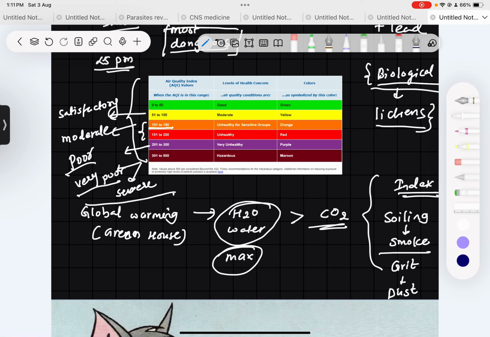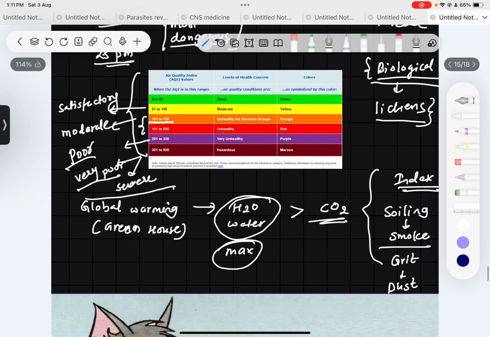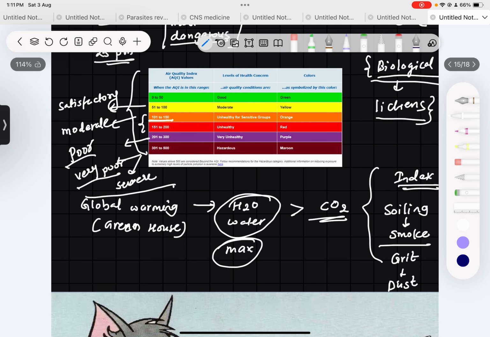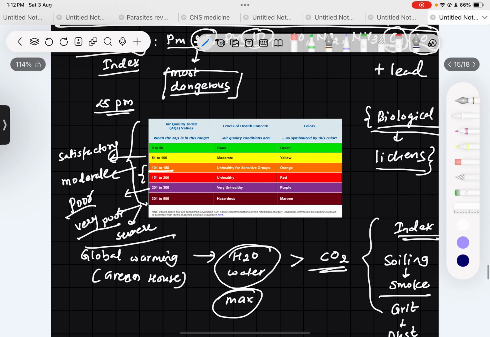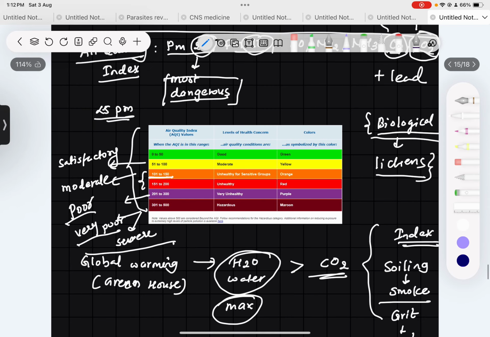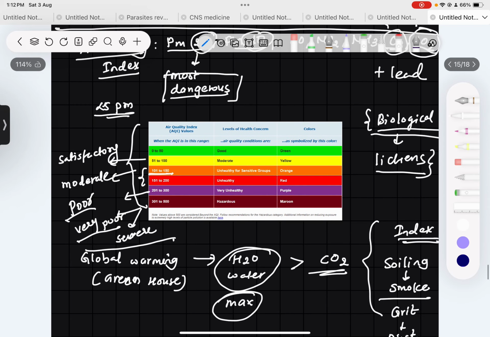And the color coding is like this. 0 to 50, good, is green; 51 to 100, satisfactory, is yellow; and moderate, 100 to 200, is red. Then 200 to 300 is poor, and 300 to 500 is maroon. Okay, so this was about air.